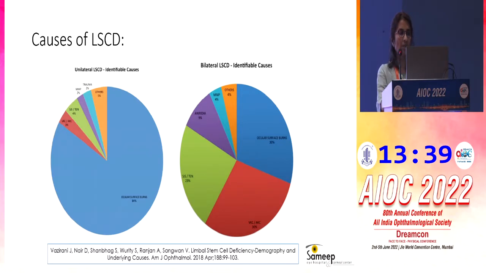I would like to share this reference of various causes of limbal stem cell deficiency, especially unilateral cases, wherein one of the studies showed that almost 84% of the cases were contributed by ocular surface burns, and we are concentrating on that area. While in bilateral injuries, it was almost a one-third kind of distribution.